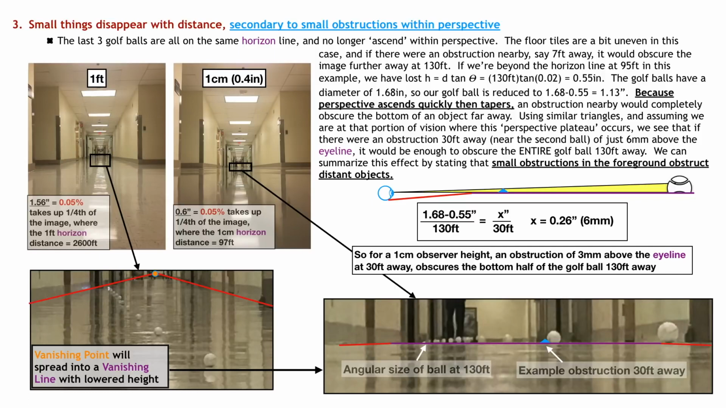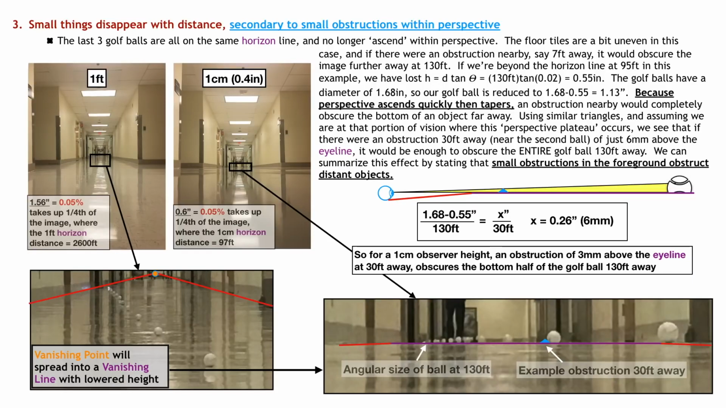So keep in mind too from our formula before that for the 1 foot observer height, knowing that 0.05% is taken up within the lower 1/4 of vision, only 1.56 inches is going to be within that lower 1/4 of the visual field. And when we lowered our height down to 1 centimeter, again, 0.6 inches takes up 1/4 of the image.